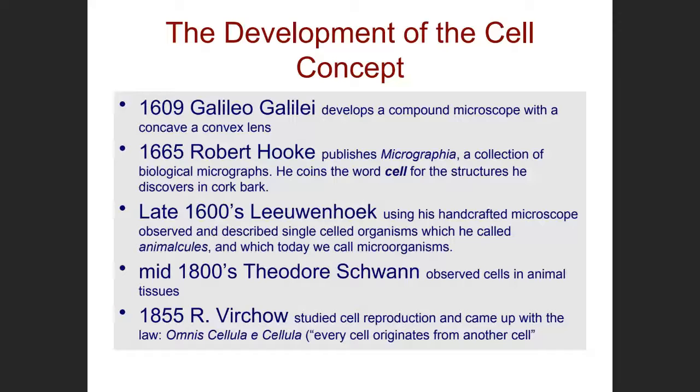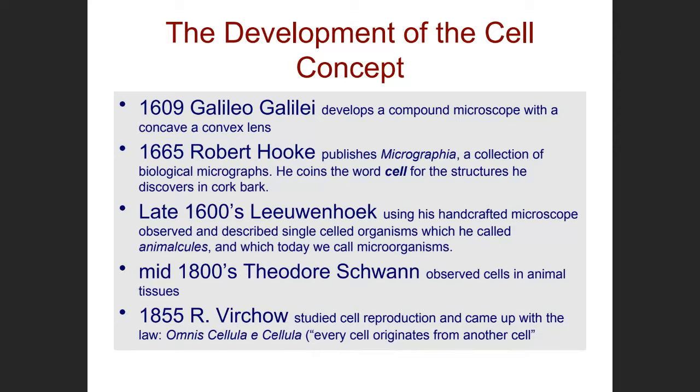Galileo was the first one that really developed a compound microscope with a convex lens. Robert Hooke, this Belgian gentleman, was using this microscope, looking at a cork bark cell, and he said, "Oh, such a compartment." Therefore, the name of cells came up. Later on in 1600, using a handcrafted microscope, he observed a single-celled organism that he called animalcules, which today we call microorganisms, such as bacteria.